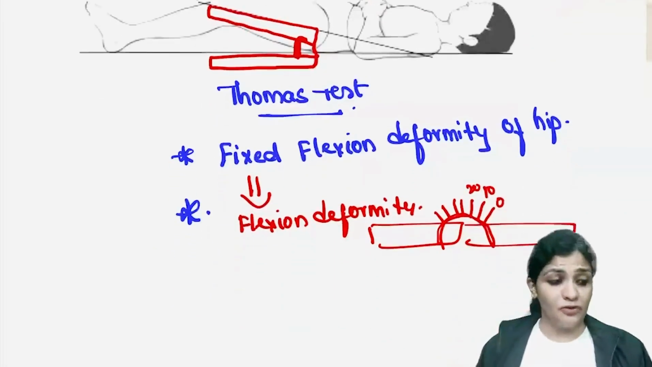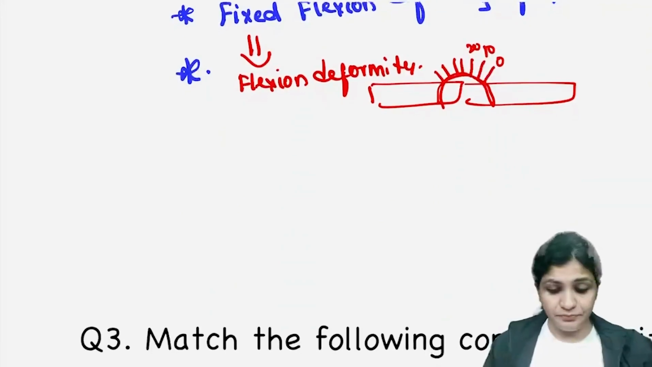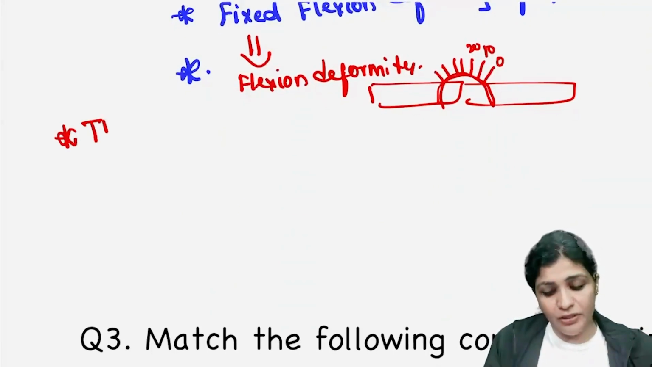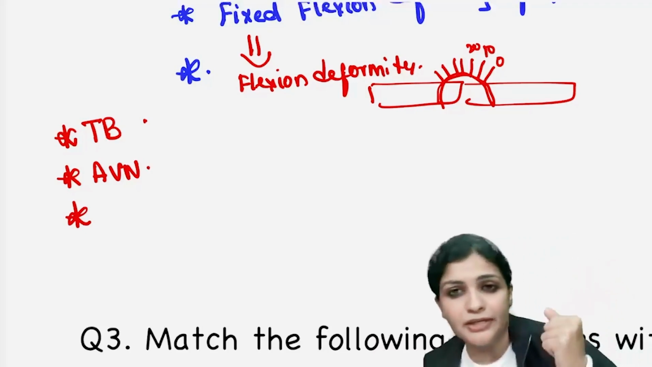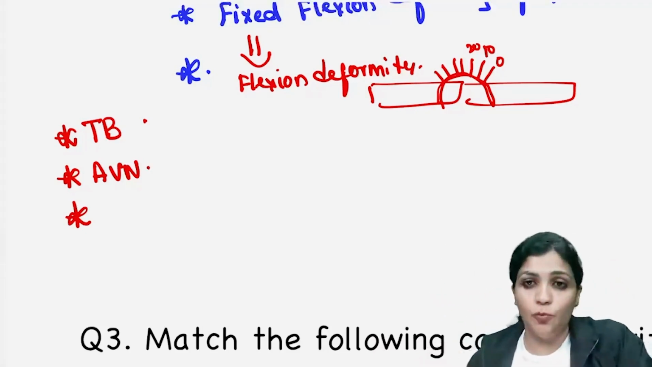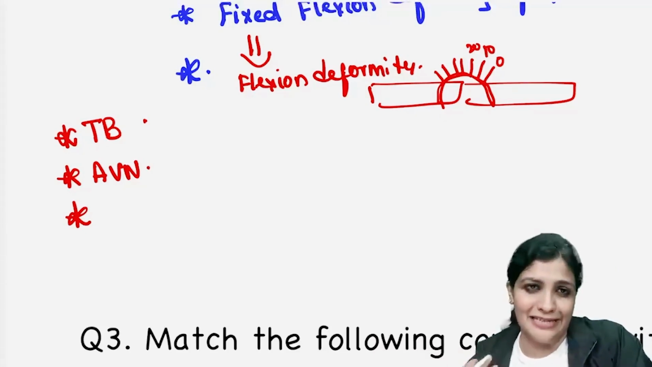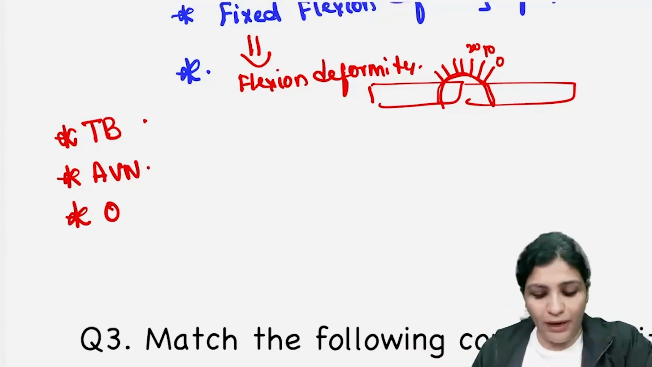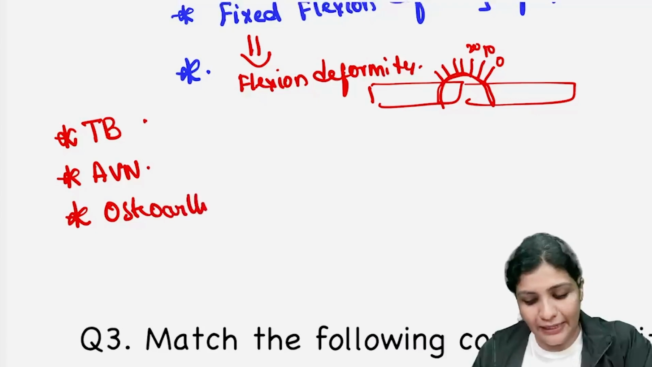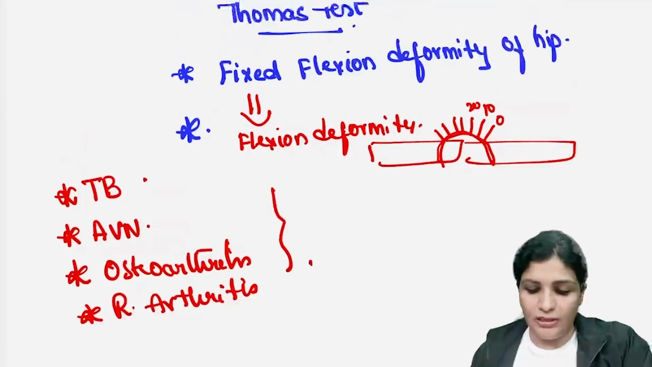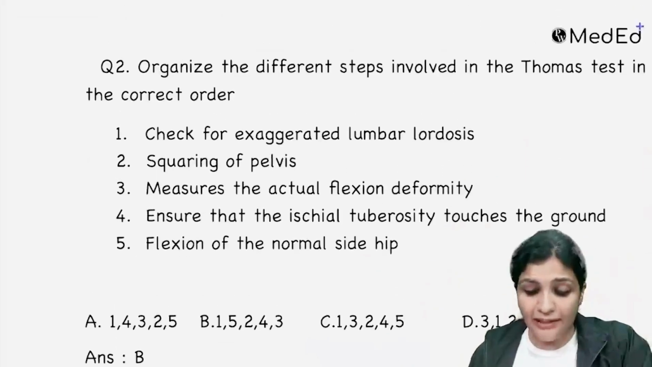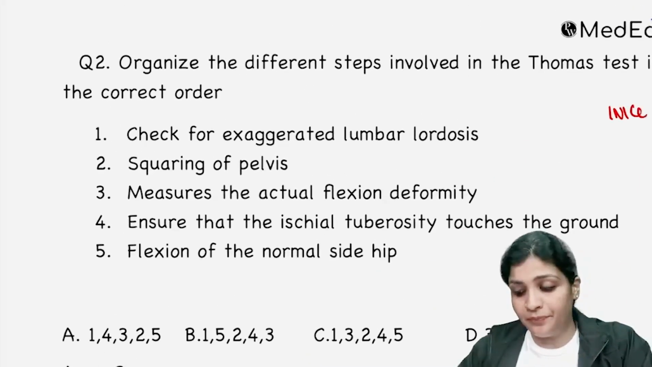What are the conditions where you see this flexion deformity? Usually we start with tuberculosis, avascular necrosis. Various hip conditions where the patient will come with decreased movements of the hip joint. Usually we see this in avascular necrosis, TB, primary osteoarthritis, any secondary osteoarthritis, or it can also be seen in rheumatoid arthritis. All the hip conditions. So these are the conditions. Now let's go back to the question, and this was again asked in the INICET exam.